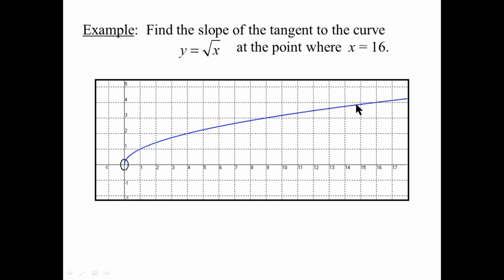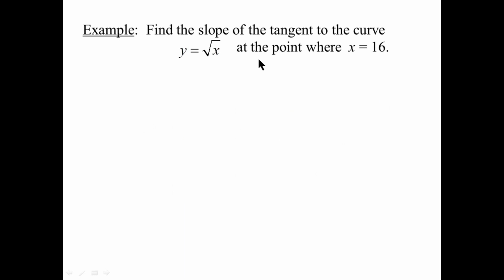It looks like it's a positive slope. The tangent would be positive there when x equals 16. And it looks like it's sloping up very gently. So a small positive number is what I would expect as an answer here. Find the slope of the tangent to the curve at the point when x equals 16.